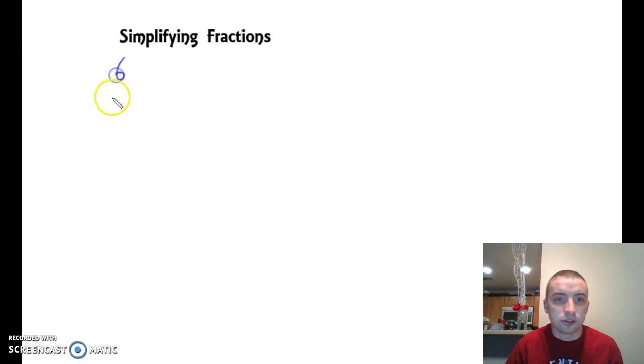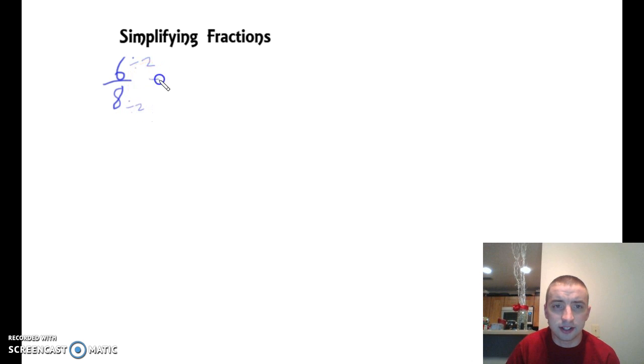If I have the fraction 6/8, how do I simplify fractions? Well, I want to take a look at my numerator and my denominator, and I want to know what I can divide out of both a 6 and an 8. So I gotta go back to my divisibility rules. I know that 6 and 8 are both even, and if they're both even, then I know I can divide 2 out of both of them.